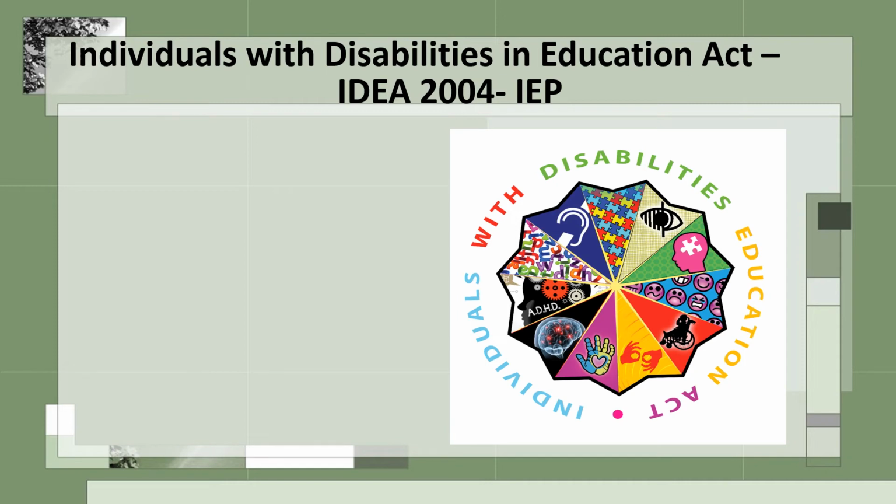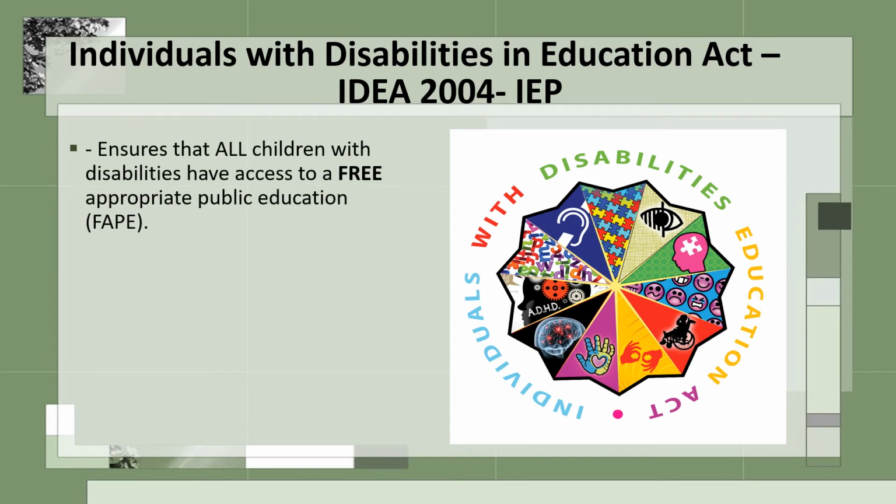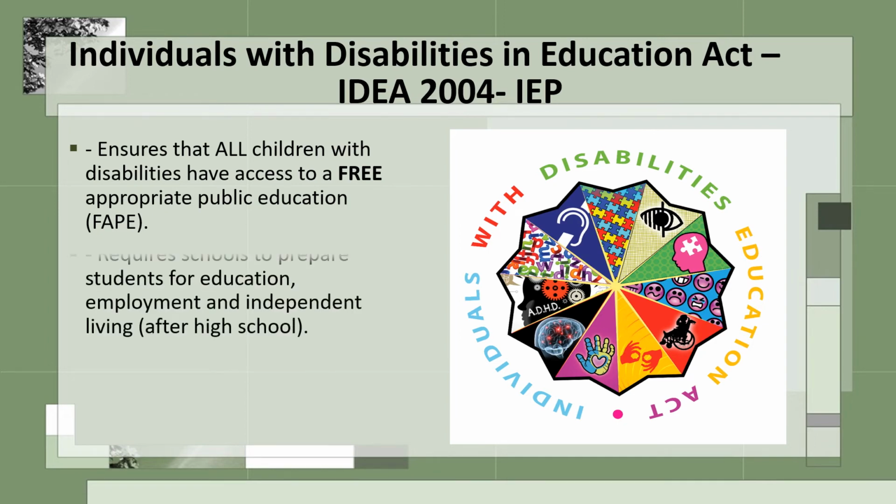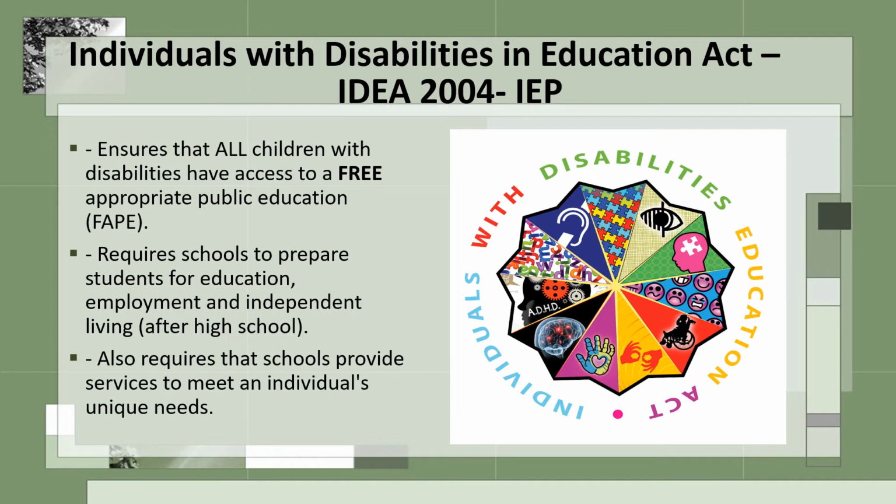Individuals with Disabilities in Education Act, the IDEA 2004, and this is relating to an IEP. This helps ensure that all children with disabilities have access to a free, appropriate public education, also known as FAPE. It requires schools to prepare students for education, employment, and independent living after high school. It also requires that schools provide services to meet an individual's unique needs.